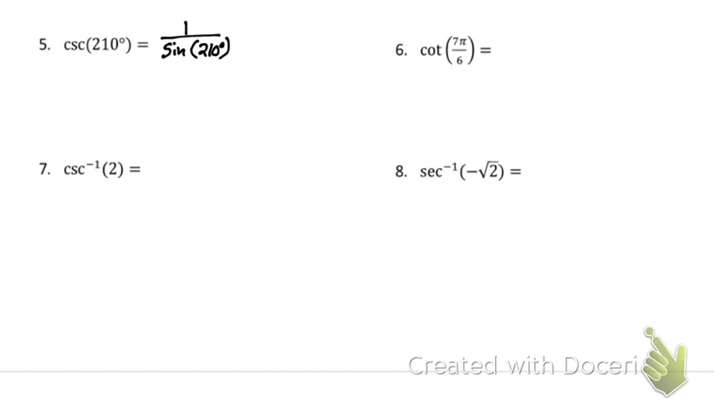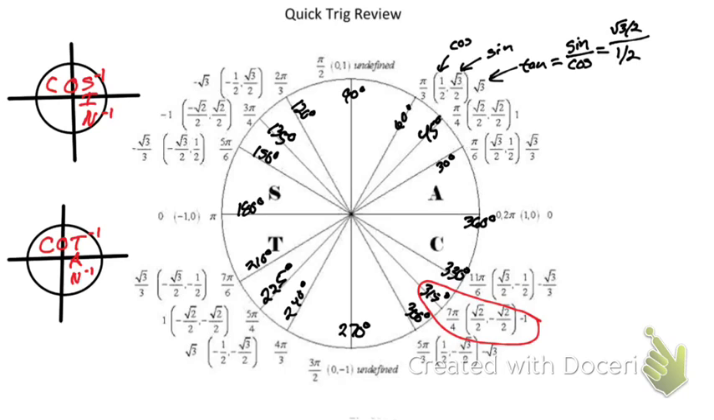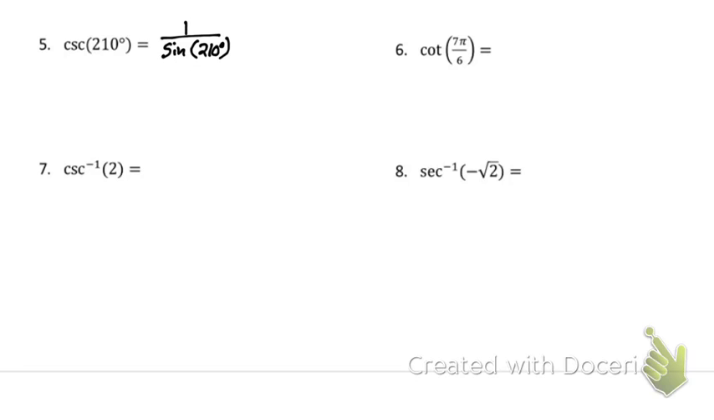Now we just look at our unit circle and find 210 degrees. That is right here. That's 7 pi over 6. What's my sine value there? It is negative 1/2. So plugging that into the equation, we are going to have 1 over negative 1/2, which is just going to equal negative 2.